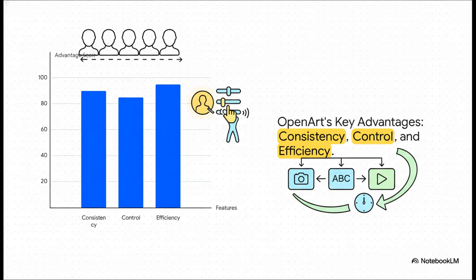First, you get consistency, which is just the bedrock of any narrative. Second, you get control. With all these settings, you're not just crossing your fingers, you're actually directing the AI. And third, you get efficiency. This smooth workflow means you spend more time creating and less time fighting with the technology.